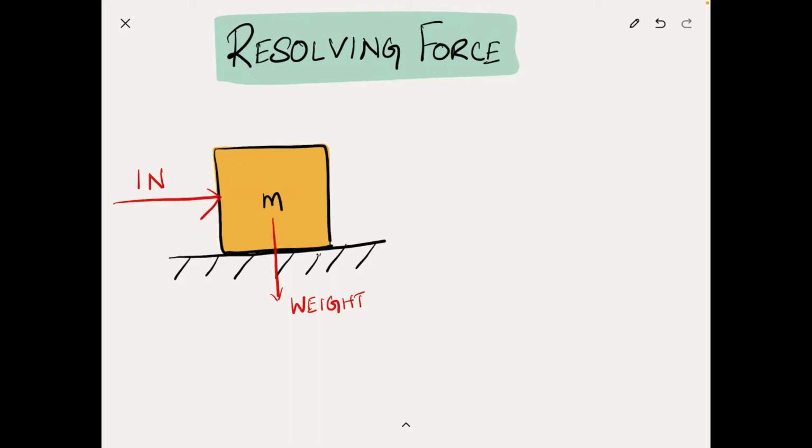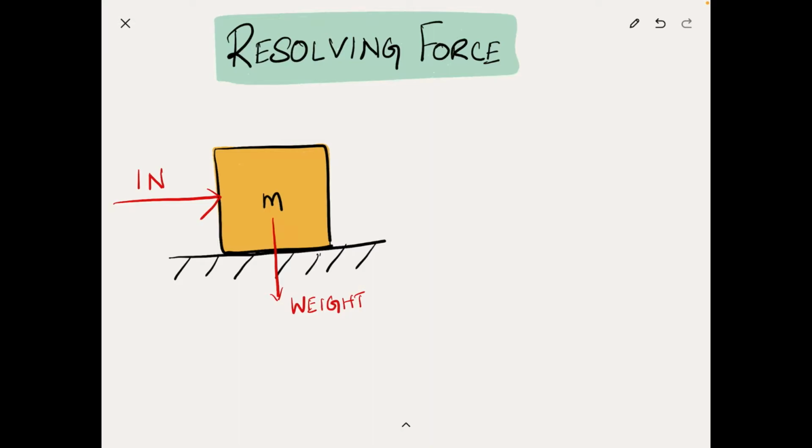Now in the last lecture we saw the forces acting on a body, and we also saw how to mathematically represent the force and how to simplify the forces acting on a body to calculate the overall net force acting on a particular object or body. Now in this lecture we're going to see how to resolve forces.